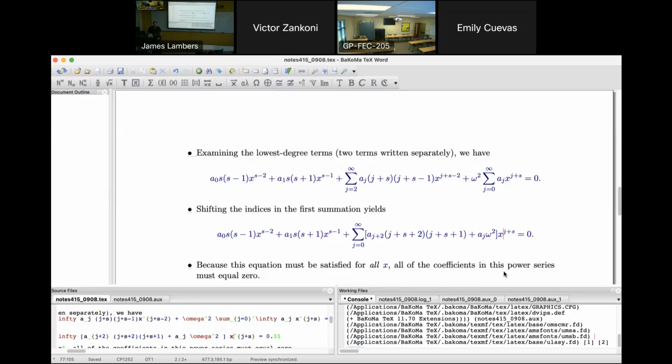Because you're starting with x to the j plus s, and then differentiating gives you lower degrees, two lower degrees, that's what we kill off.